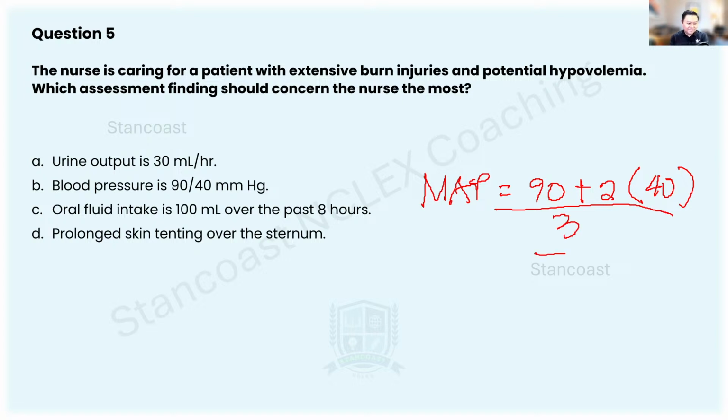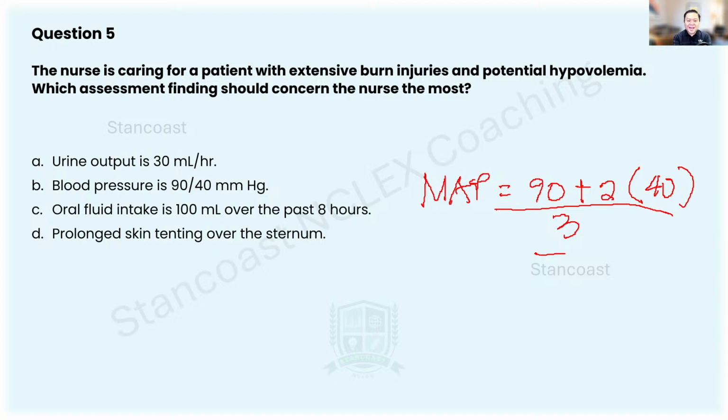Yeah. So you're getting 56 rounded off to 57, right? 56.67. Yeah. Anything below that, that is already hypovolemic shock, right? So the mean arterial pressure here is compromised. The body is no longer able to perfuse the body tissues. It's no longer safe. It's not able to supply oxygen. It's not able to supply blood to the tissues, right?